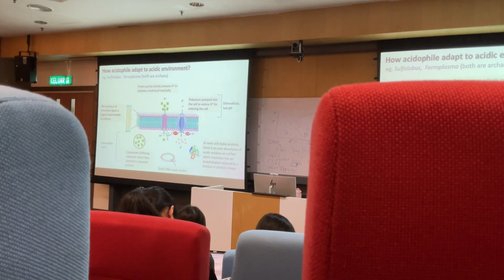Right? Because they keep accumulating the hydrogen ion, the first thing is that there is some pump that allows them to pump the hydrogen out so that they can keep their pH in the cells, which is the cytoplasm, higher, not too low.